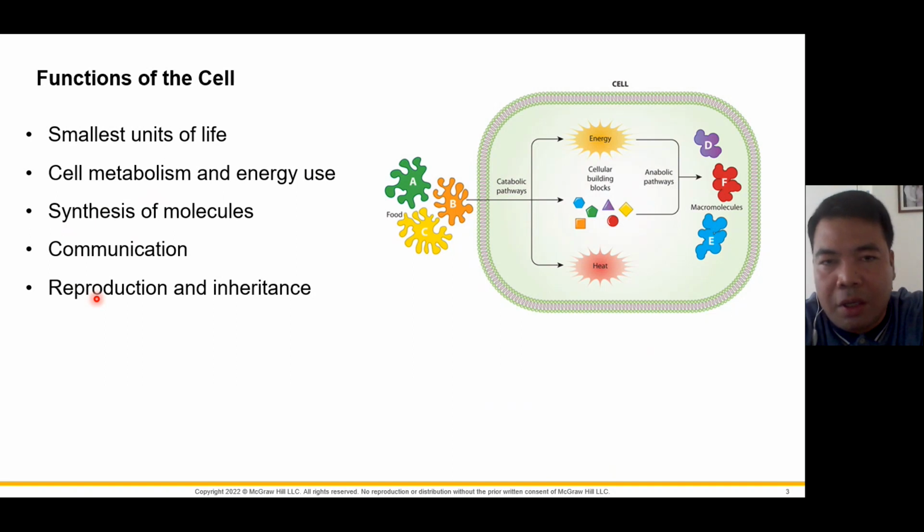When we say reproduction, it is when parents produce their own offspring. That is reproduction, and it takes place at the cellular level. And when the offspring inherit the traits of their parents, that also happens at the cellular level. That is called inheritance. So those are the different functions of the cell.